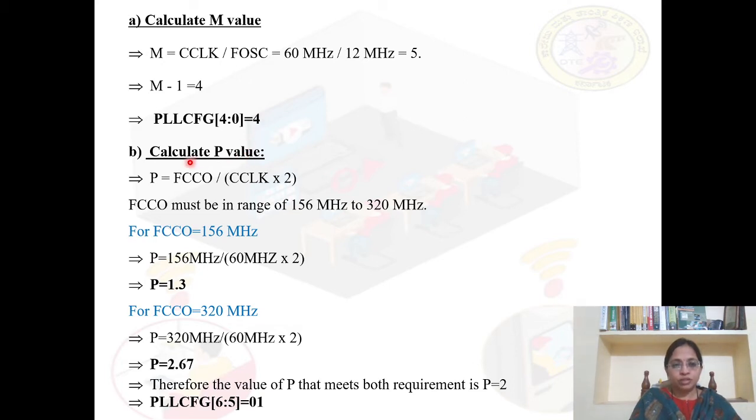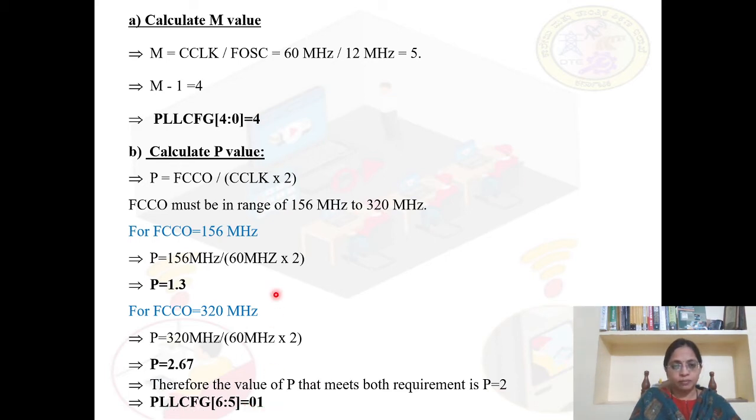Next we have to calculate the P value. P should be calculated keeping in mind the frequency range of the current controlled oscillator, the lowest range and the highest range. When we substitute the lowest and the highest range, we get two values for P as 1.3 and 2.67. So P should be greater than 1.3 and less than 2.67. So the proper value for P is equal to 2. And when we want to write this value into the configuration register, it will be written as what?